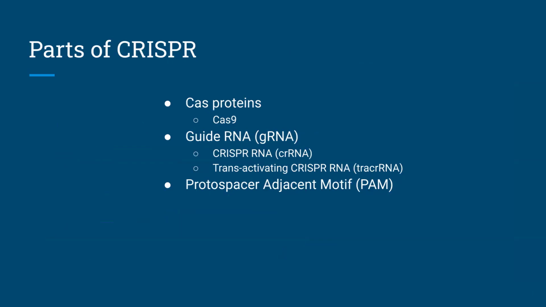Okay, so that leads us to the parts of CRISPR that are used for our purposes. So we have the Cas proteins. Many Cas proteins exist. We're just going to talk about Cas9, but I'll touch on the other ones. We have a guide RNA, or gRNA. This is made up of CRISPR RNA, crRNA, and a trans-activating CRISPR RNA, or tracrRNA, is what it's called. And then you have your protospacer adjacent motif, so your PAM. And we'll go through each of these individually.